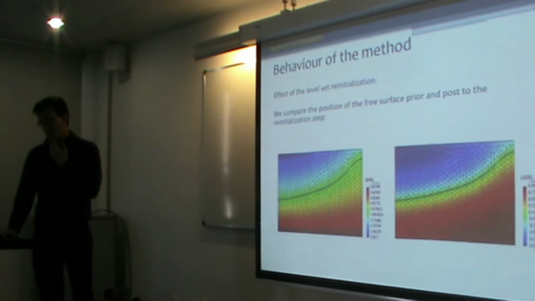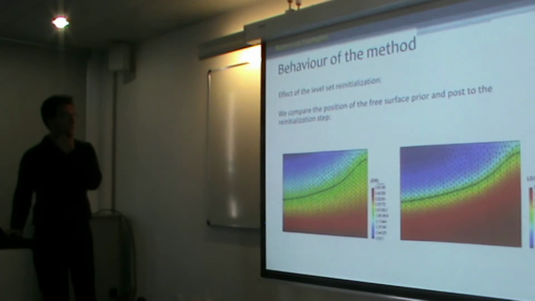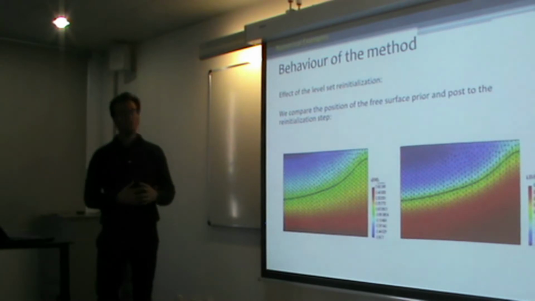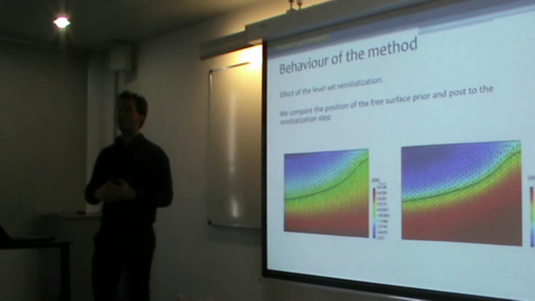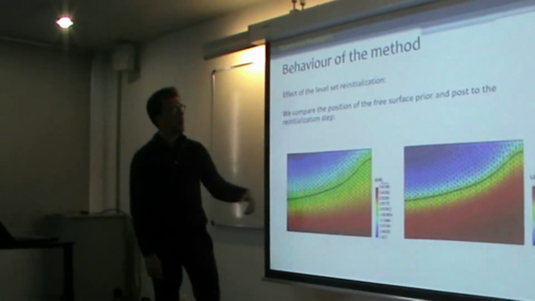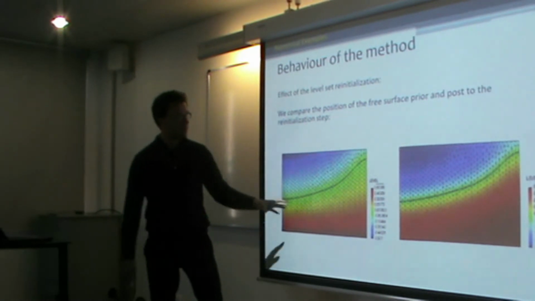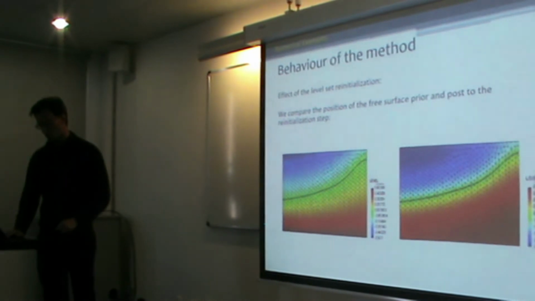For the level set reinitialization, I did not explain the details here, but basically we are applying our linked Lagrange multiplier method in order to enforce that after the level set reinitialization, the position of the free surface is exactly the same as it was prior to the level set reinitialization, and again we obtain nice results for this two-dimensional test.